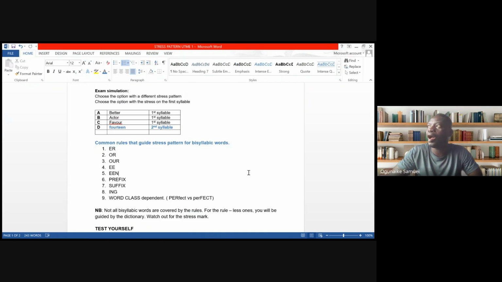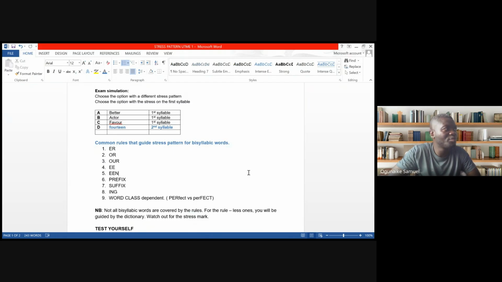I'm thinking of a two-syllable word with a combination of a prefix and something else. Oh, good. Redo. Do is a basic word. Re is the prefix. So the re in that context is a prefix. You don't stress a prefix. So it is the do that will have to be given prominence, not the re.